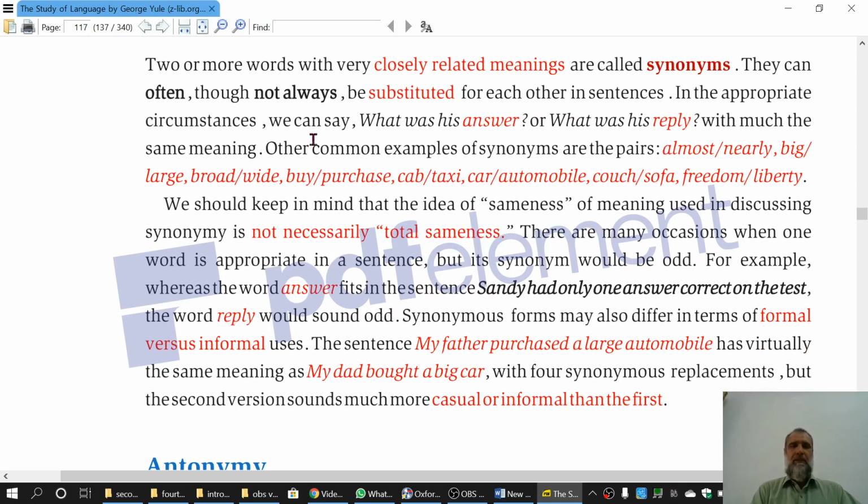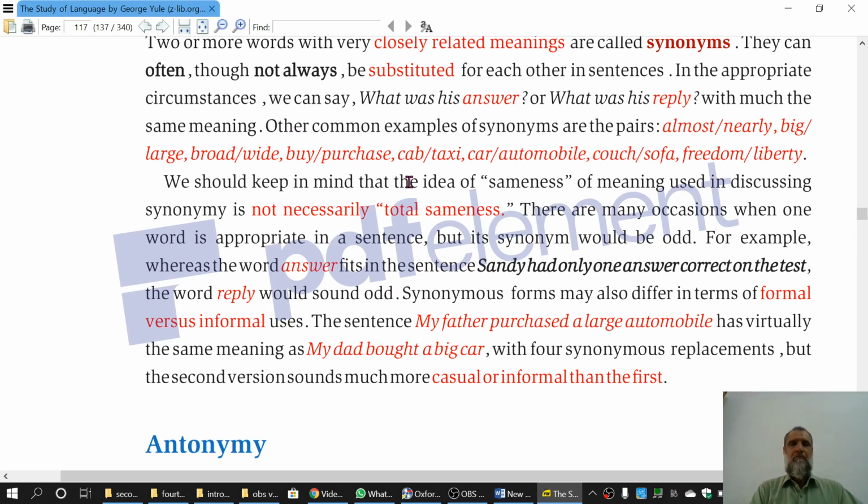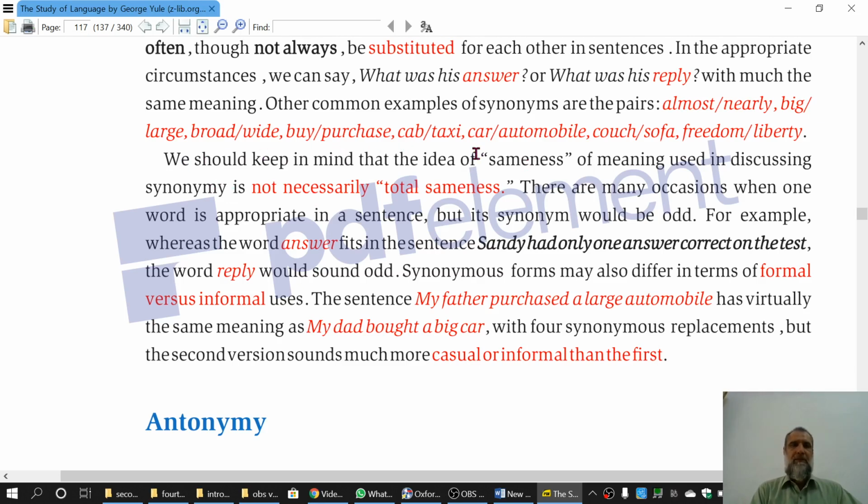In the appropriate circumstances, we can say what was his answer and what was his reply with much the same meaning. Other common examples of synonyms are the pairs almost, nearly, big, large, broad, wide, buy, purchase. We have discussed it already.